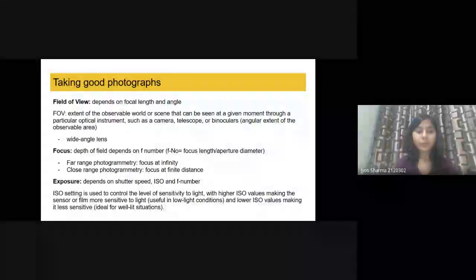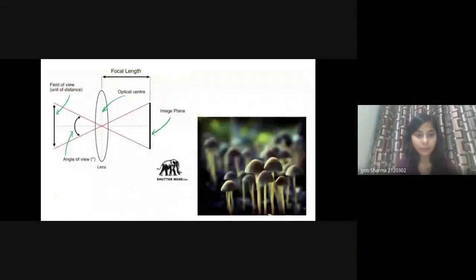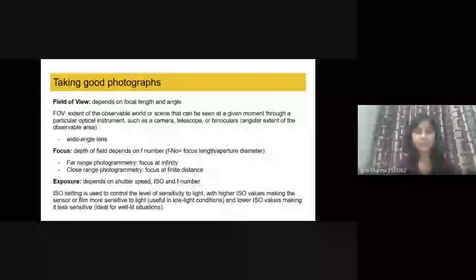Okay, so I should have one image for this. Here we have this. This is the field of view. Based on the angle, if this angle is lower, then the field of view will be lower, meaning the distance you can see by this type of instrument.